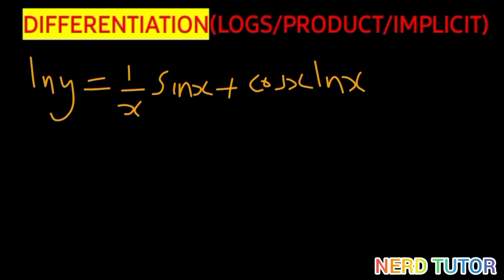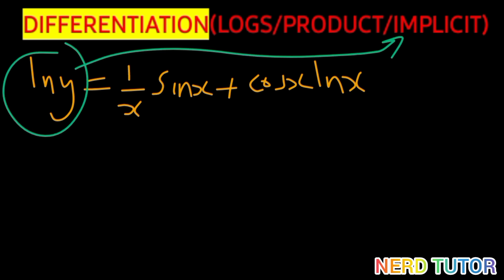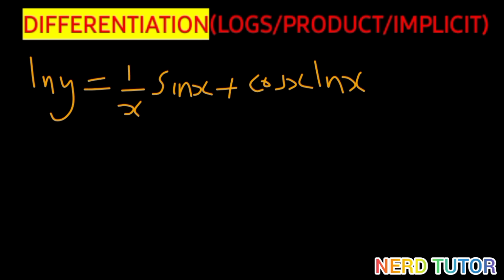So what are we going to do now? The left hand side part, mind you, we haven't differentiated it. We have only differentiated the right hand side part. So it is now the time to differentiate the left hand side part. If we differentiate this part using implicit differentiation, we're having y there and we're differentiating with respect to x. So it is going to be 1 over y, but we add dy over dx.